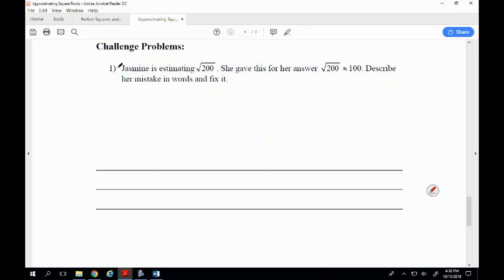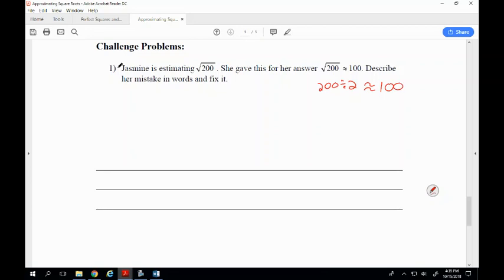Okay, so this is one of the most common mistakes that I see in 1.9, or any time we're dealing with square roots or cube roots. People think how to square root something is by using division. And that is not the case, okay? So what she did was she took 200 and divided by 2. And so she just thinks the answer should be approximately 100. Okay, we know that that's not the case.